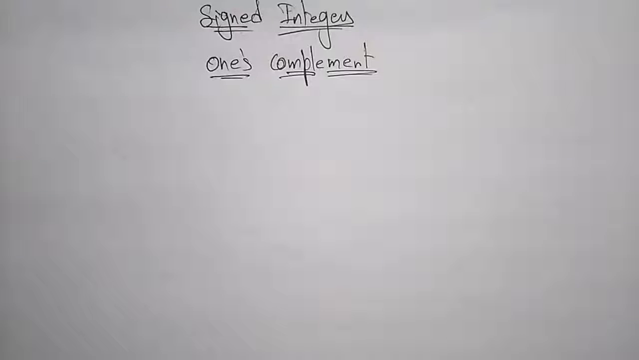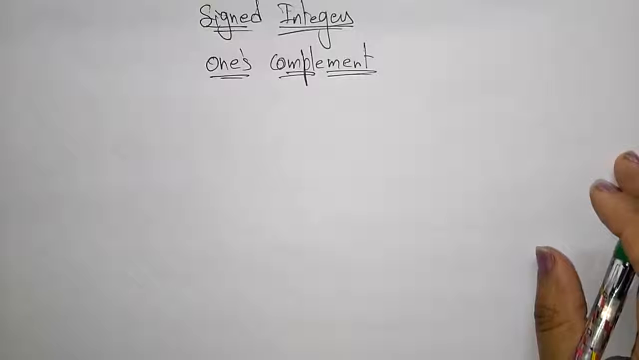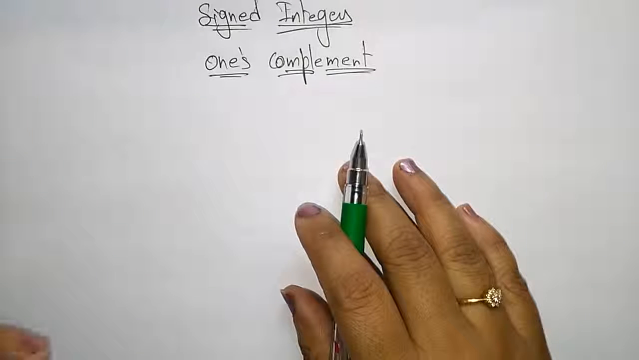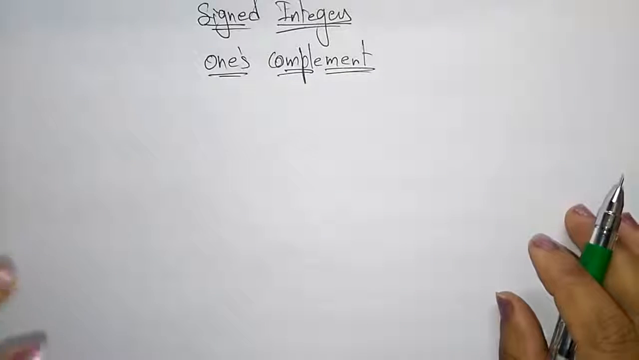Hi students, let us continue with the signed integers. In the previous video, I explained about the sign and magnitude. That is one of the representations of signed integers. Now let us see the next type of representation of signed integers, that is ones complement.